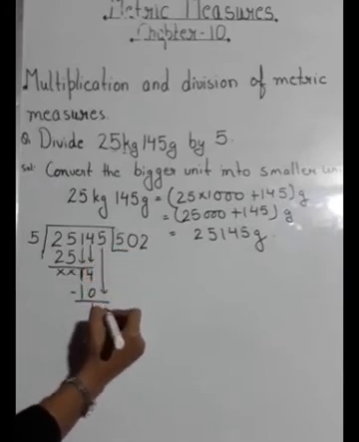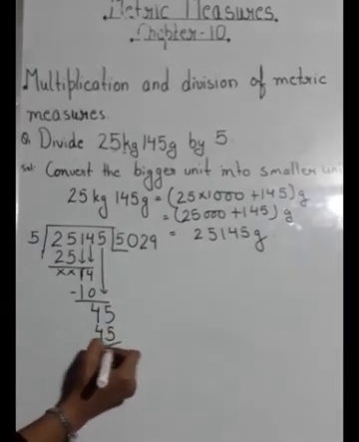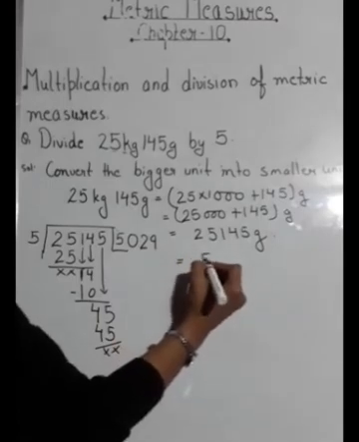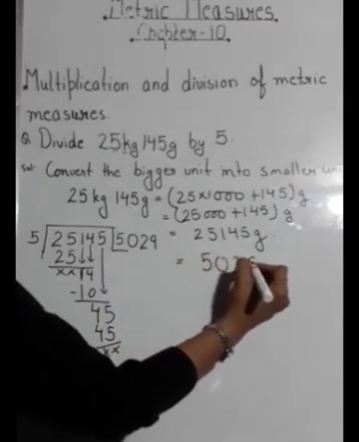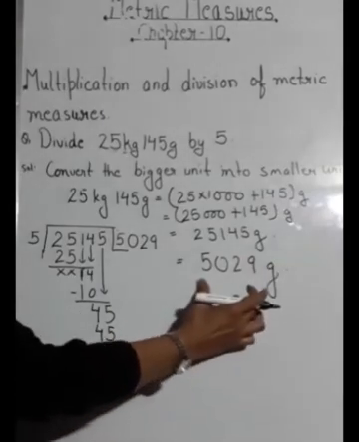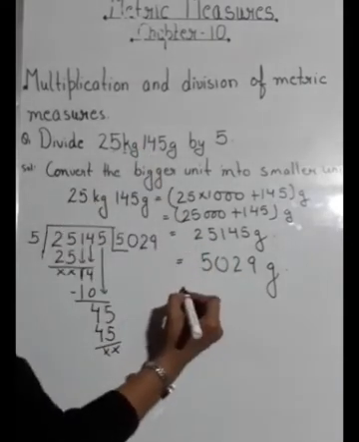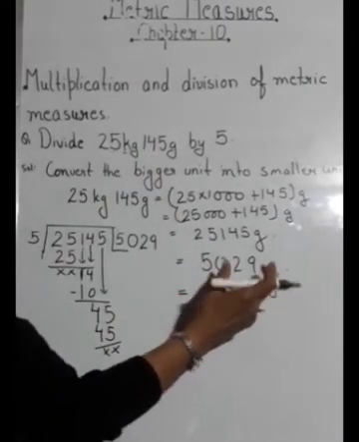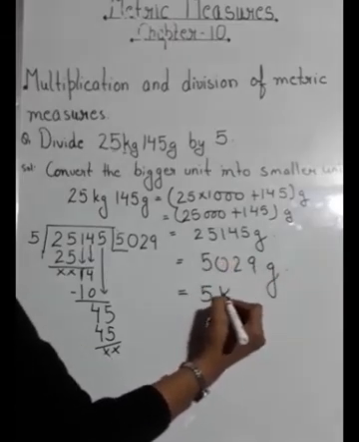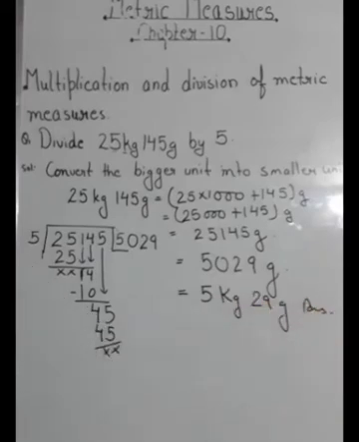Now I will copy this 5 down, and 5 9s are 45. Clear? So what are you getting? After division you are getting 5029 gram. Clear? So you are getting them in gram. Now you again have to convert it into kg and gram. So when you do the conversion, you have to do it by yourself, that is dividing this by 1000. So when you convert it, you will be getting 5 kg 29 gram, and this will be your answer.